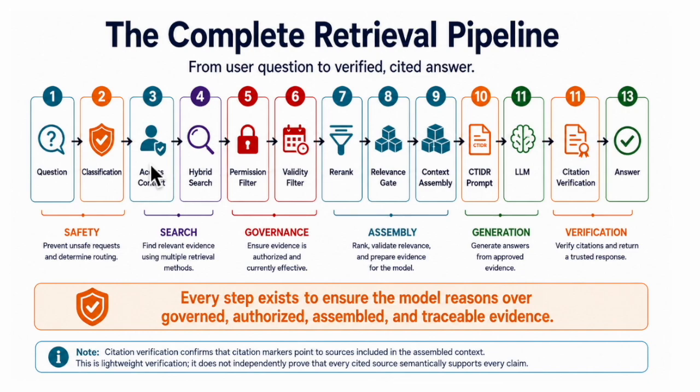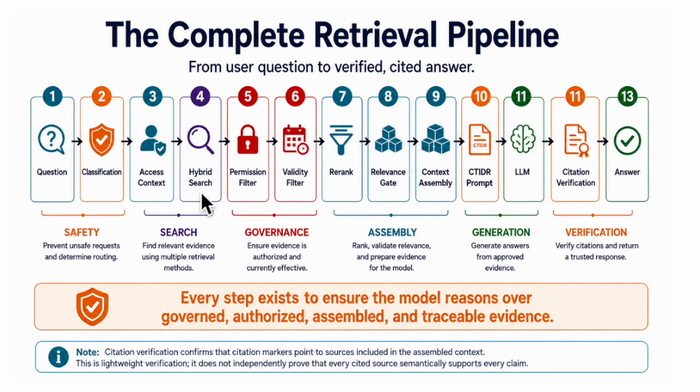Once the access context is available, the hybrid search begins. Vector search finds chunks that are semantically related to the question, and keyword search finds chunks that contain direct term overlap. The system combines the results from both retrieval methods and calculates a hybrid score. Vector search gives us semantic recall. Keyword search gives us precision for explicit terms. Together, they create a stronger candidate set than either method alone. We will examine the hybrid search implementation in the next video.